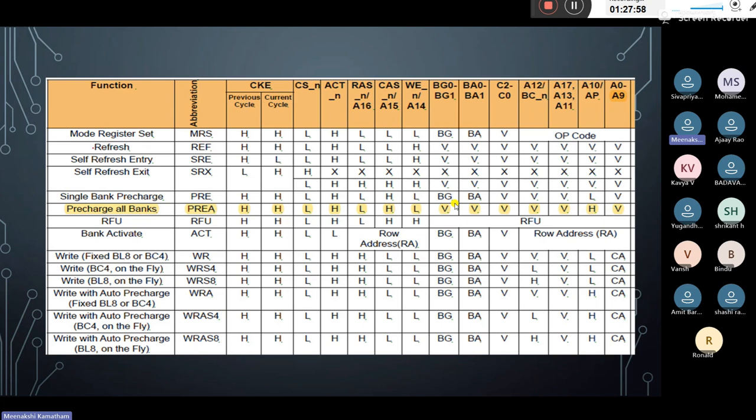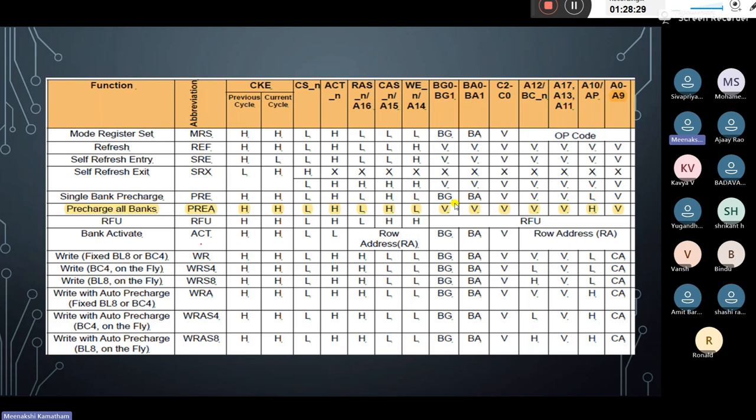See, first we are seeing mode register set, that is MRS commands. So both CKT and CKC should be high. Then our CS command should be low. Then ACT command should be high. Then RAS should be low, and the remaining all should be low. And bank group and bank activated. Then remaining are okay.